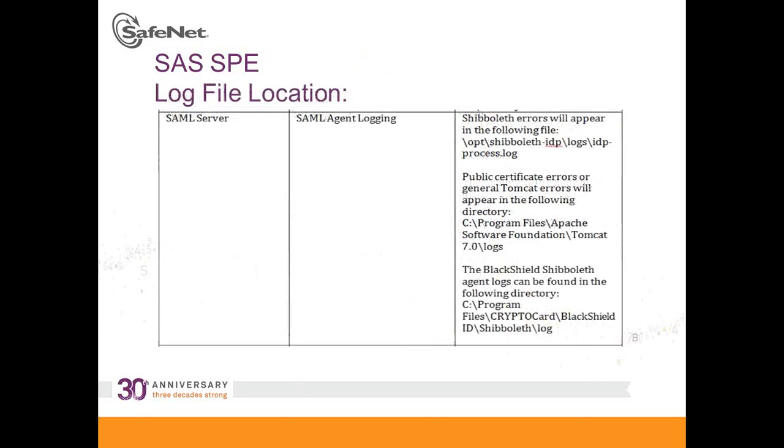For our SAML server, our Shibboleth errors will appear in /opt/shibboleth-idp/logs, idp-process.log. The public certificate error or general Tomcat errors will be found under Program Files, Apache Tomcat 7, logs. The BlackShield Shibboleth agent log can be found under Program Files, CryptoCard, BlackShield Shibboleth, /log.